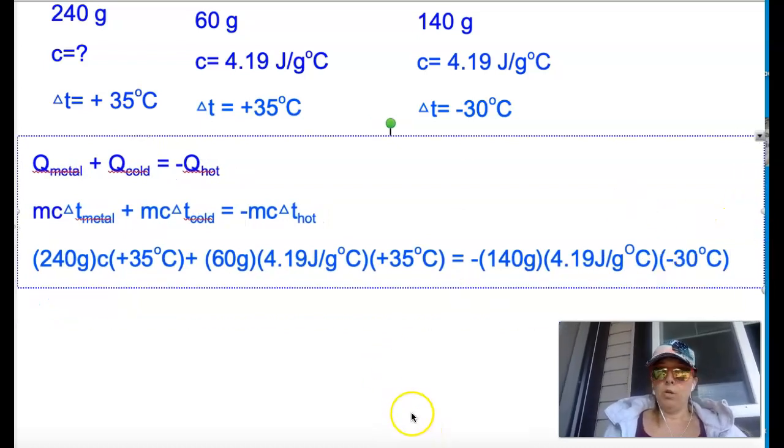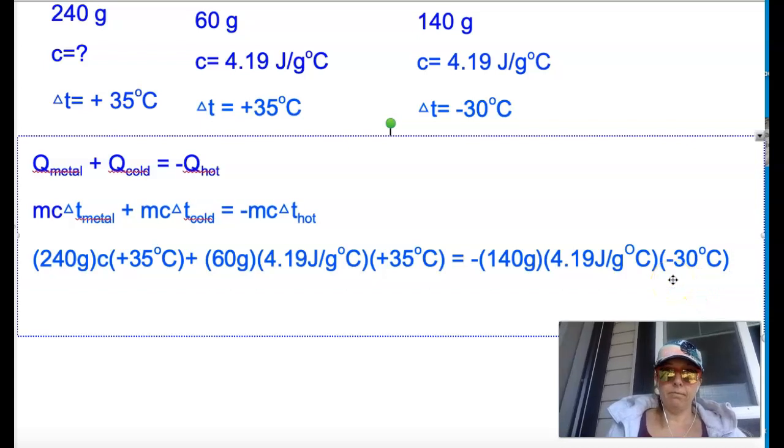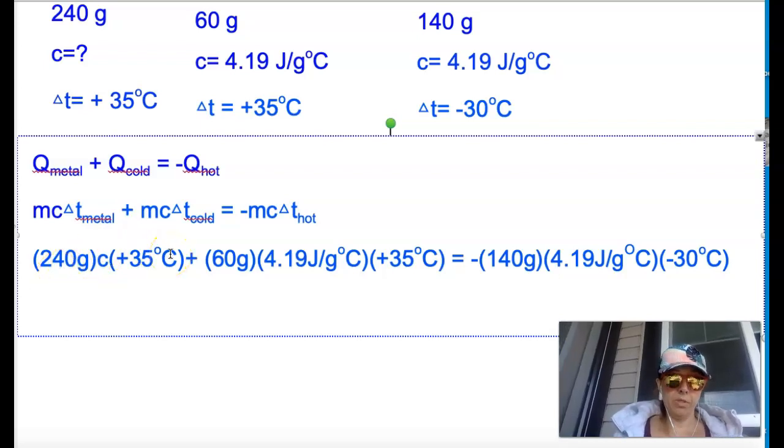Okay, so now we basically have to solve for C, right? So I'm going to do 240 times 35.